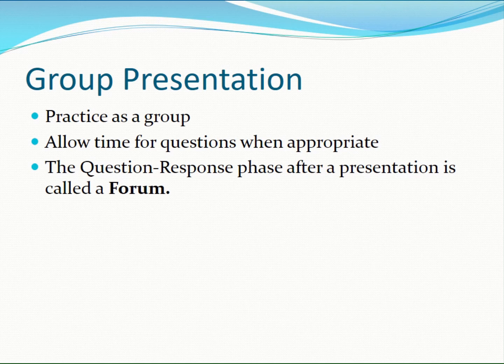Allow time for questions when appropriate. Sometimes you may pause within a group presentation between speakers and take questions. Other times you will do so at the end of the speech. The question and response phase after a presentation is called a forum. So a forum is where you have a formal question and response phase after your speech.